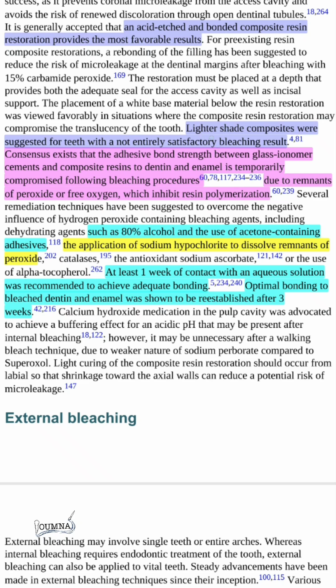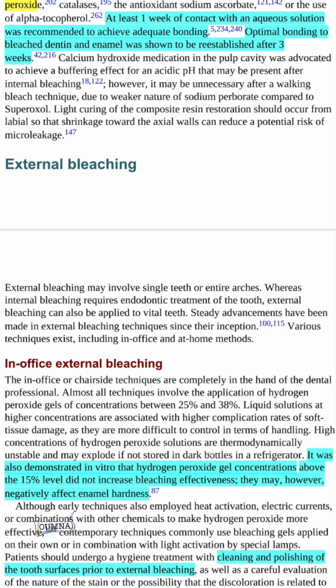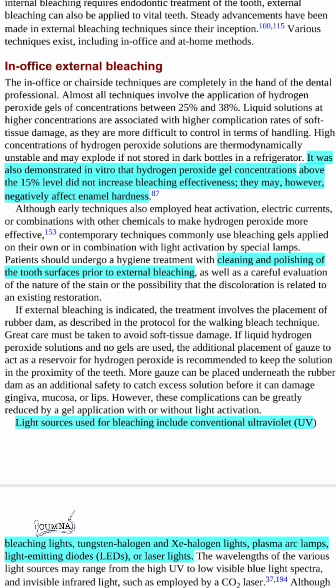Another way to increase the result is using a lighter shade of the composite when we do the permanent filling. We apply 80% alcohol to decrease the surface tension, and we use sodium hypochlorite to dissolve the remnants of the peroxide. We can do the restoration after 1 week, but 3 weeks is the optimum time for the final restoration.